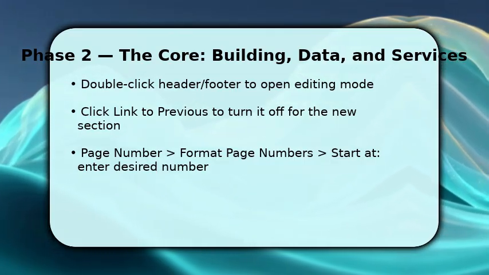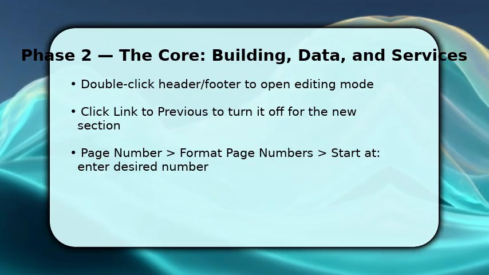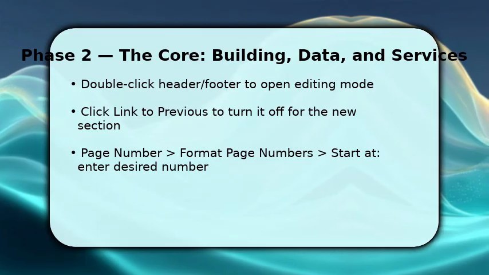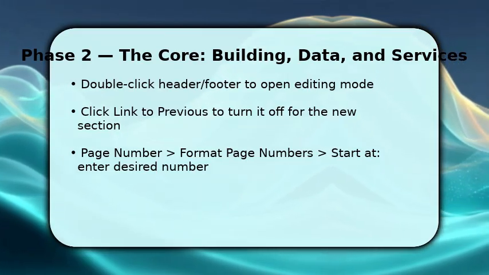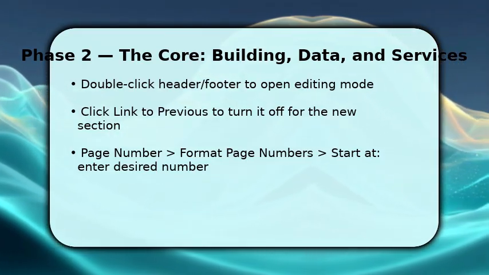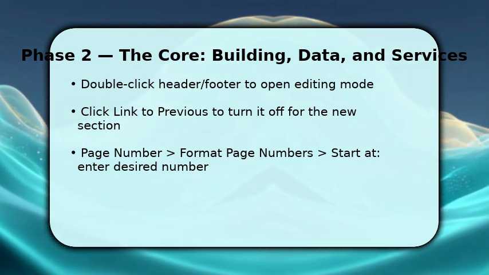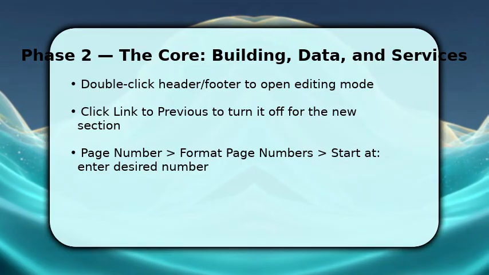Next, insert a page number or select an existing one, choose Page Number, Format Page Numbers, and set Start at to one or another desired number. This forces Word to begin the sequence for this section only. Once done, scroll to confirm the first page shows the chosen number.